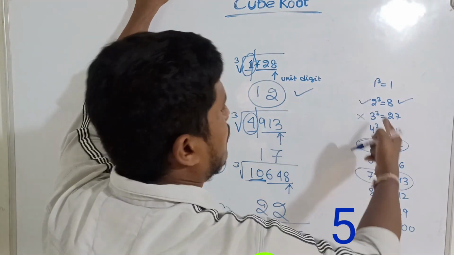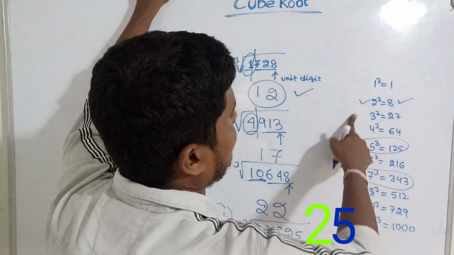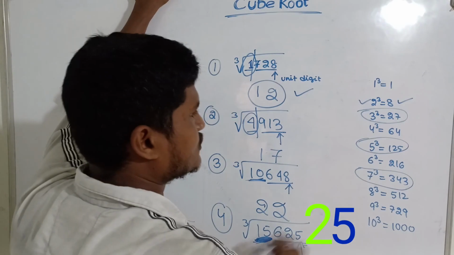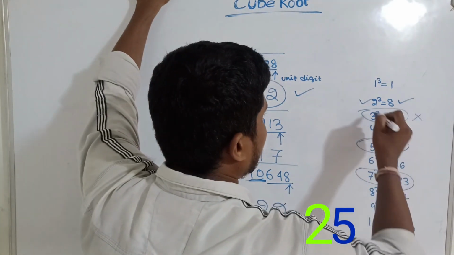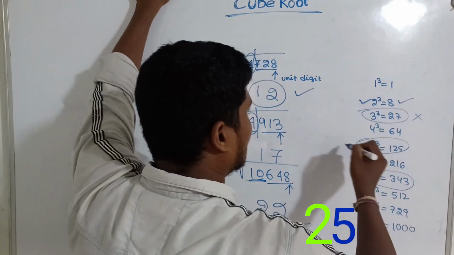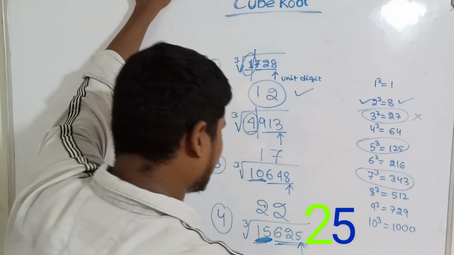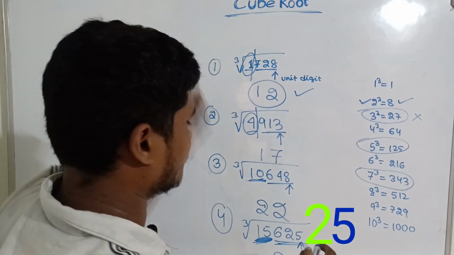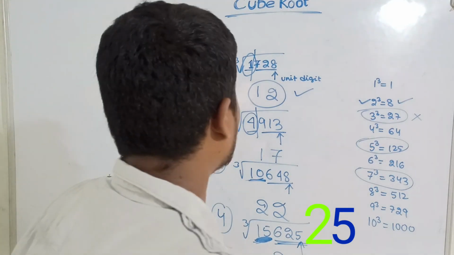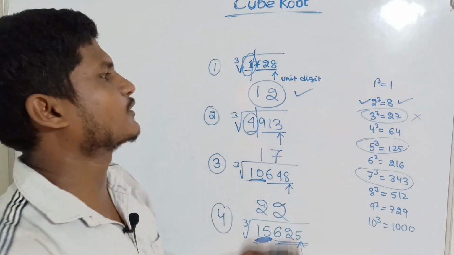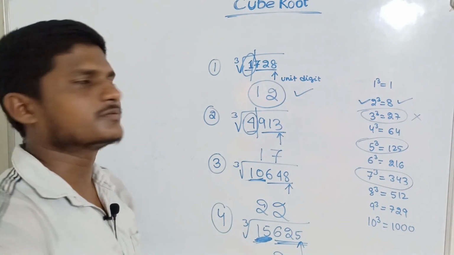Which number's cube is nearest to 15? Here, 1 cubed is 1, 2 cubed is 8, 3 cubed is 27. So 27 is more than 15, so please don't take 3 here. Just take the previous number, that means 2. 2 cubed is 8, which is closest to 15. That means 25. This is, 25 cubed is 15625. Observe carefully, and we are going to do more questions on how to find cube roots.